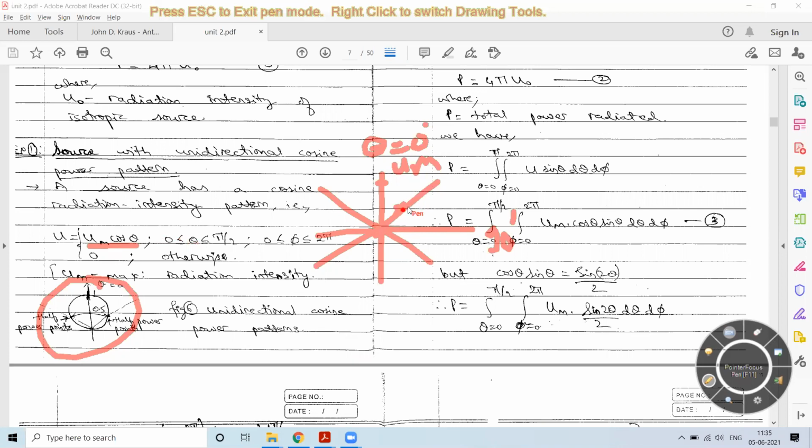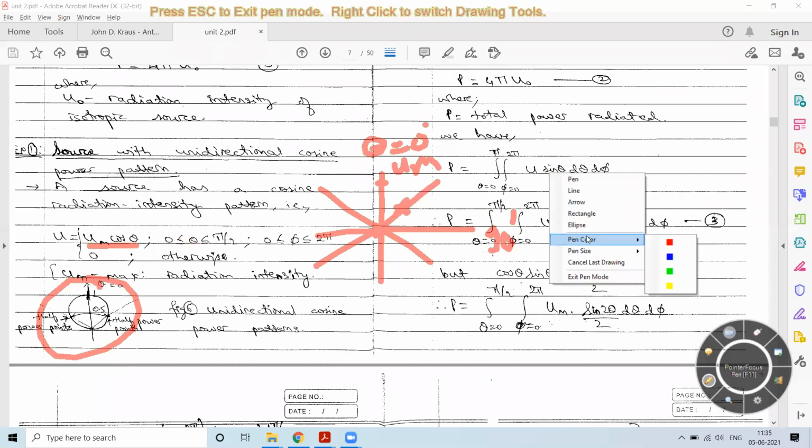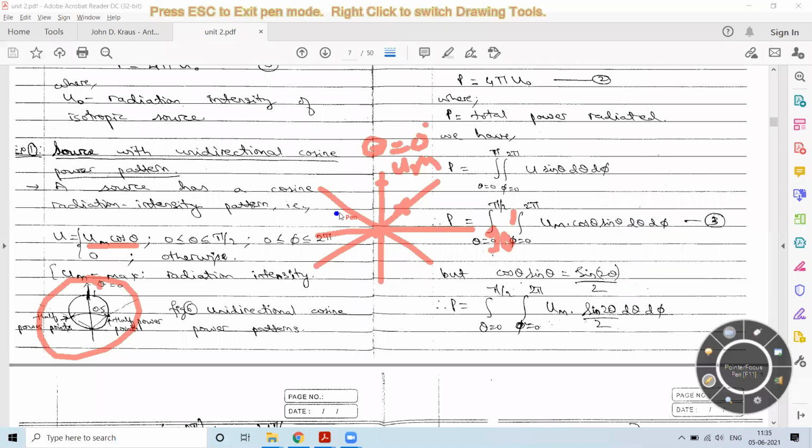So if this is the 45 degrees angle, it will be somewhere here. And when I plot this, similarly, I have to identify at the other end also from 0 to 90 degrees. So it will be maximum over here. At 45, it will be 1 by square root of 2. And at 90 degrees, it will be 0.